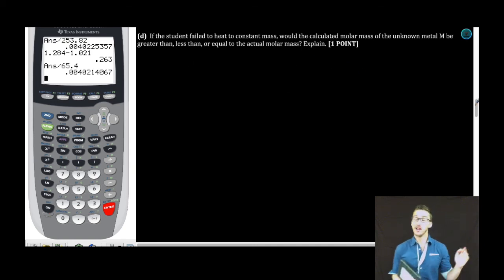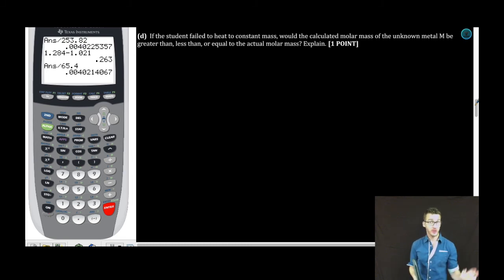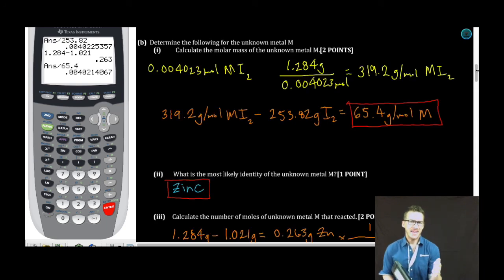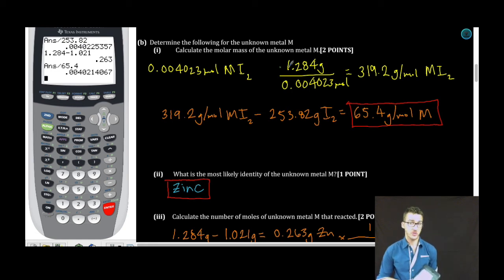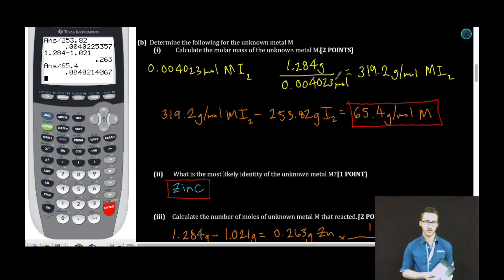And then finally, part D. If the student failed to heat to constant mass, would the calculated molar mass of the unknown metal M be greater than, less than, or equal to the actual molar mass? Explain. Again, when you're asked questions like this, you want to think about what measurements were made and how you made them. So let's go back to B part I and think about how we came up with the molar mass of 65.4. We took the 1.284 grams, which was the mass of our compound, and divided it by the moles of our compound, 0.04023.